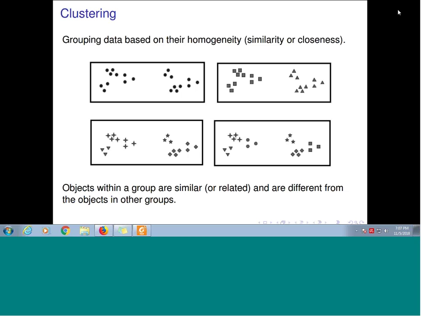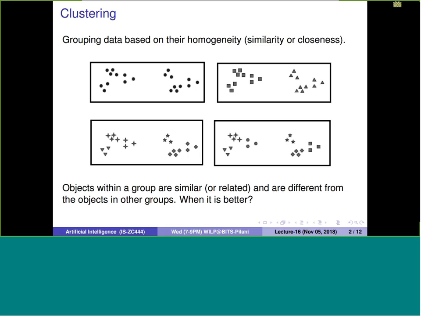Our assumption is that the objects within a group are similar and related, and are different from the objects in other groups. Then we want to find out when one clustering is better than another. Since every data point is unique in some sense, the maximum number of possible clusters is the number of data items. But this is not what we want to do.